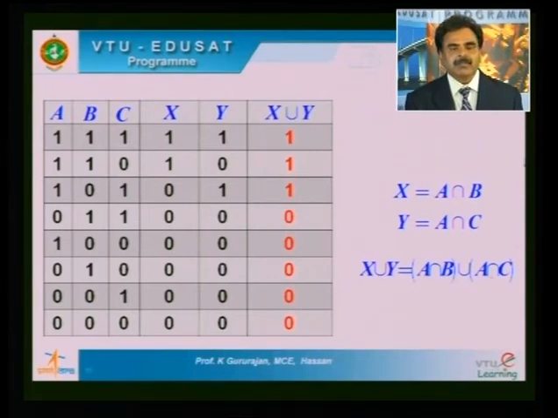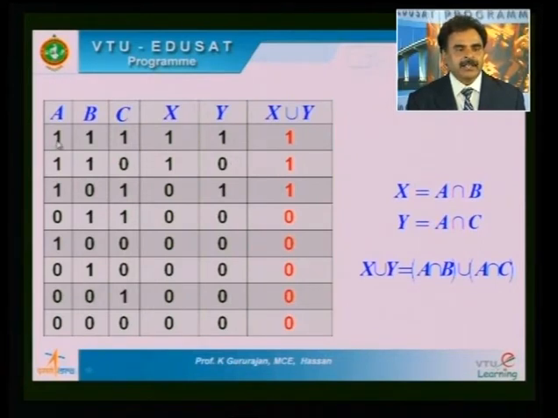Just to simplify, I set X as A intersection B and Y as A intersection C for the sake of convenience. Now notice, this is the membership table for X. X means A intersection B, so 1 1 gives 1. Here also 1 1, so it is 1. Now 1 0 will be 0. 0 1 will be 0. Everywhere it will be 0 except wherever I find 1 1.